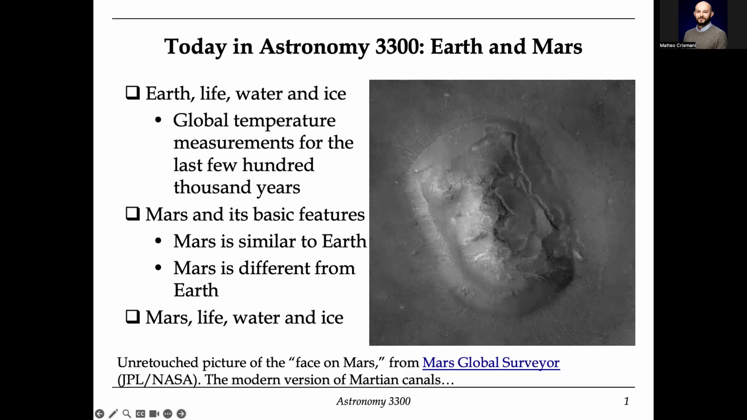The observations that I'm going to tell you about today, we're going to start with the Earth. And we're going to talk about the global temperature and how we know the global temperature to the level of accuracy that we know it for the last 100,000 years. 100,000 years, right? That's not like weather stations for 100,000 years. This is like understanding the geological record. We'll talk about Mars, and then we'll talk about the similarities and the differences.